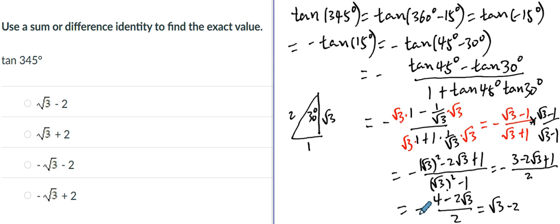Remember, this negative sign goes to the numerator upstairs. 4 divided by 2, that's positive 2, but you have a negative in front of it, so you get negative 2. This negative also gives a negative here in front of 2 radical 3. So you get positive. 2 will be cancelled. So final answer, radical 3 minus 2.